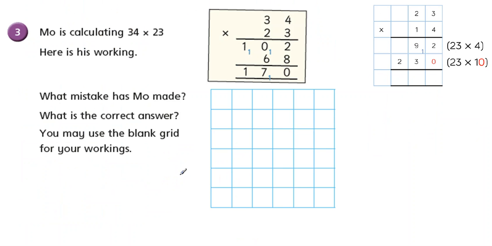336. Okay, this is the last activity for today, and it's a working out where if Mo has made a mistake. It says Mo is calculating 34 times 23, and here's what he did. What mistake has Mo made? What is the correct answer? And you could use your own grid method to help you with this, or you could try using a long multiplication to help you. Pause the video and have a go.